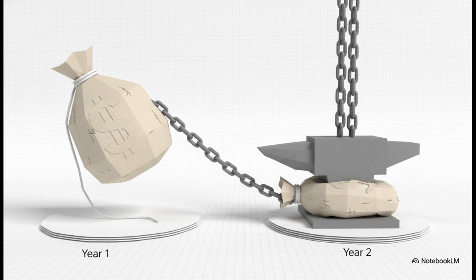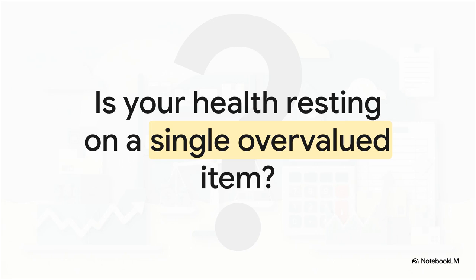Sure, the owner's overall equity eventually balances out across the 2 years, but your year 2 performance looks artificially terrible, all because of a mistake made 365 days ago. Crazy, right? Which brings us to a final question to leave you with today. Is your business's entire financial health currently resting on a single, overvalued item sitting quietly on a shelf somewhere?